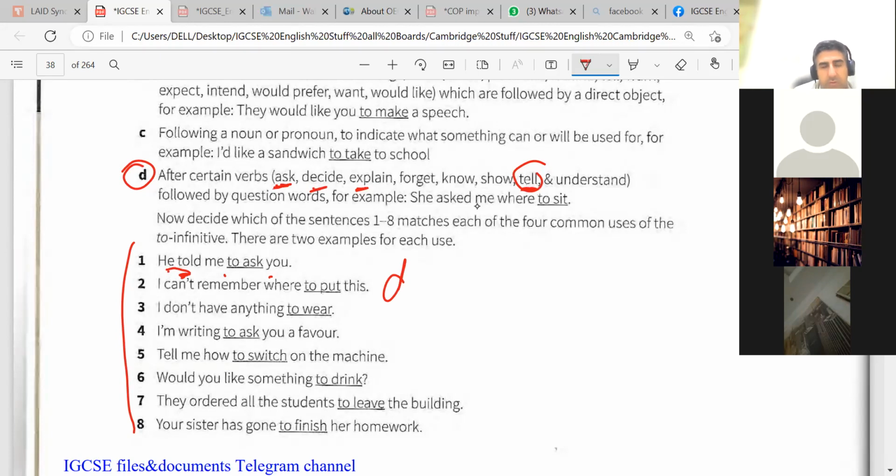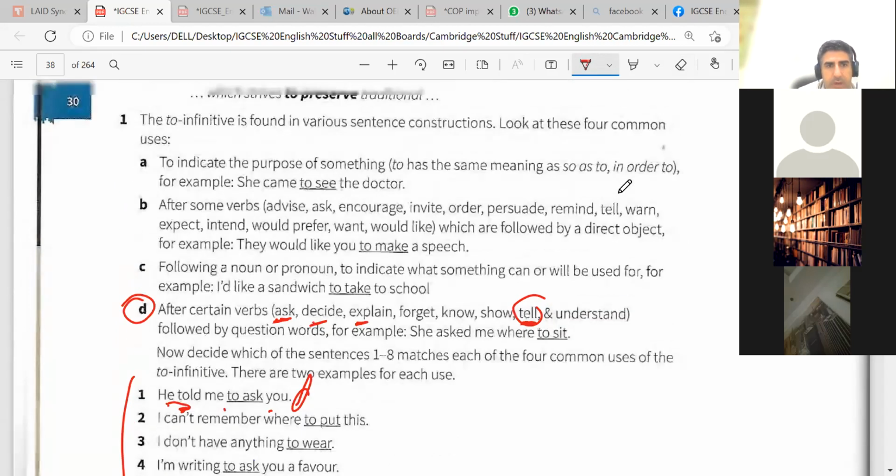What about the next one? I can't remember where to put this. Which function? Where to put this? B. Yes. Okay. Do you agree, Jory?